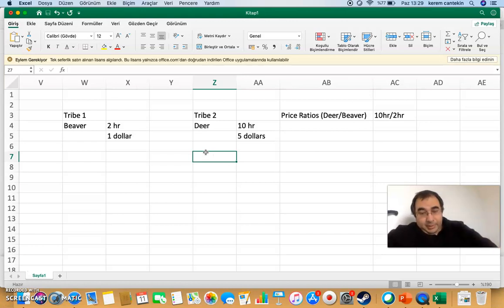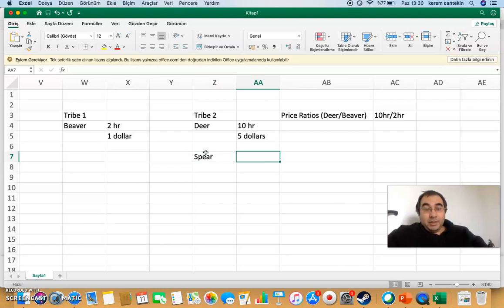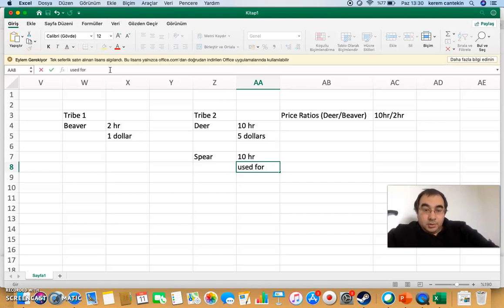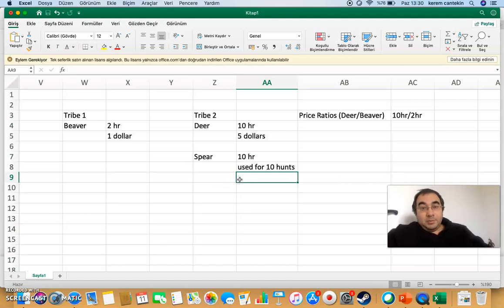We assume the hunt of the beaver needs a spear, and production of a spear needs 10 hours, but a spear can be used for 10 hunts. So that means the per-hunt time that is spent for the spear is 2 hours. Let me make it more clear.